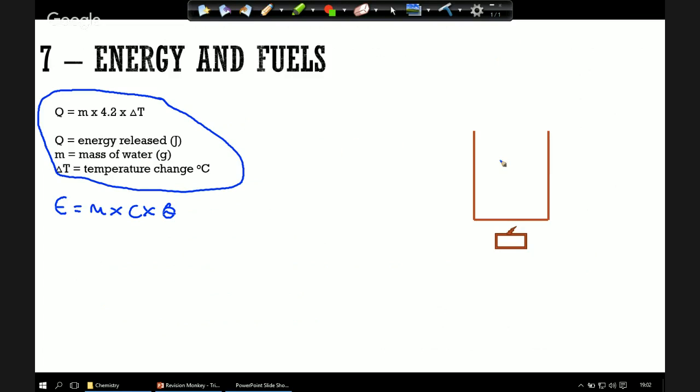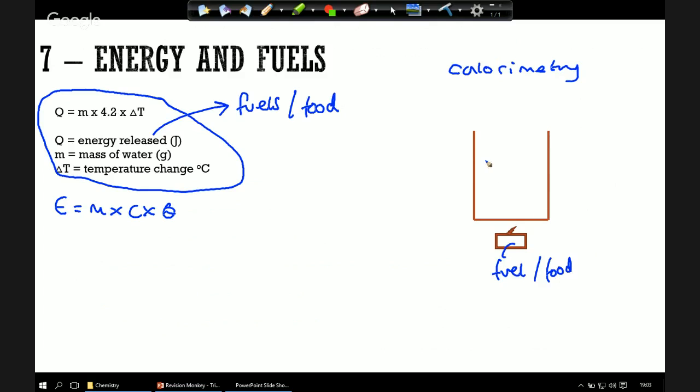So in chemistry, the way we use it is in something called calorimetry, and that is when you can test the energy released. We tend to talk about energy released in chemistry rather than energy transferred, because we're looking at the energy released by perhaps fuels or food. So you'd have a similar setup to this. For example, here might be the fuel that you're using, or it could be a piece of food, and you would heat some water, a fixed amount of water. And you would want to calculate the energy that's transferred by that fuel to the water.